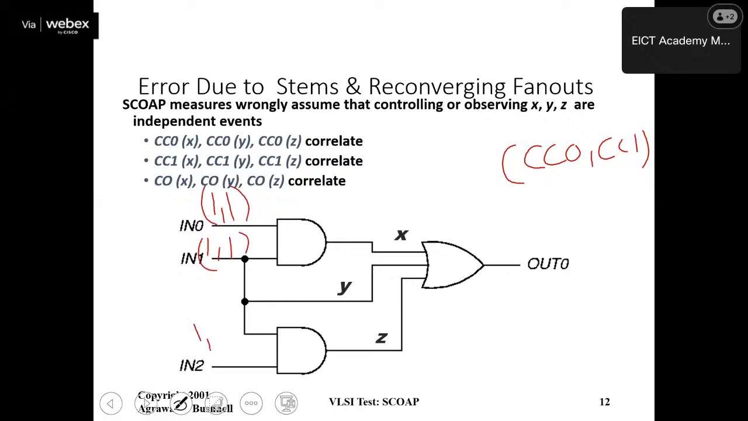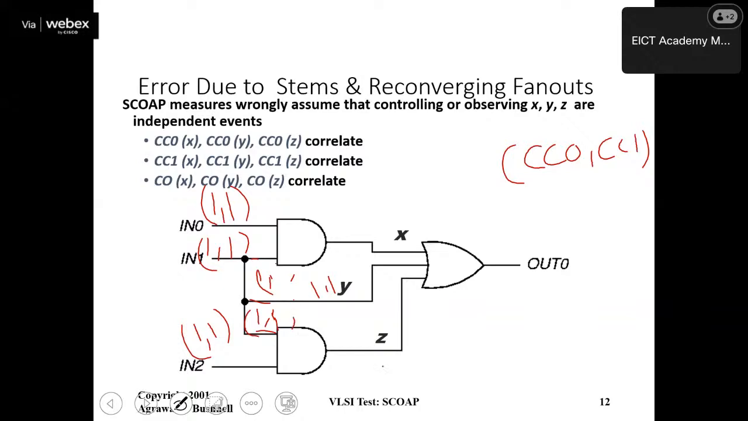And by default, all other nodes are infinity. Okay. These are the fanouts. So fanouts, I will be having the same controllability by definition. So this is also 1, 1. Let me put 1, 1 only. And this is also 1, 1. Okay. Now this is 1, 1.